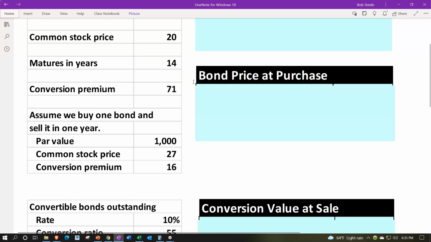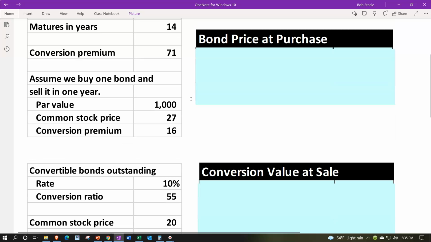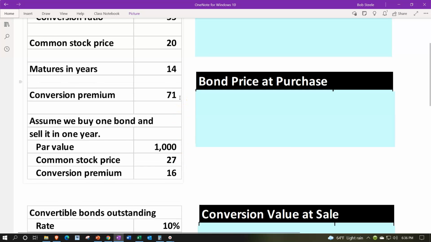Assume we buy one bond and sell it in 1 year, and the par value is $1,000 for the bond. The common stock price, 1 year later, is going to be $27, whereas before it was at $20. And the conversion premium at that point in time is going to be 16, as opposed to the 71 a year earlier.